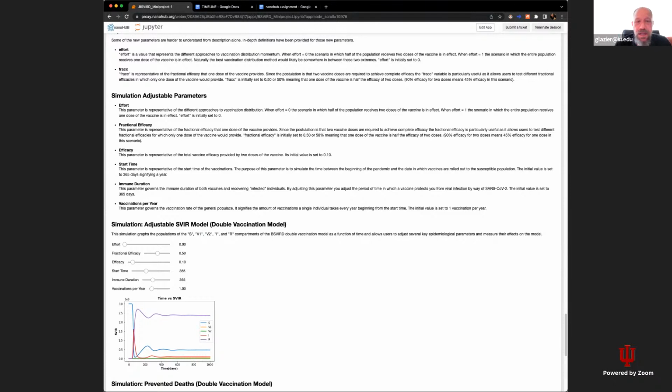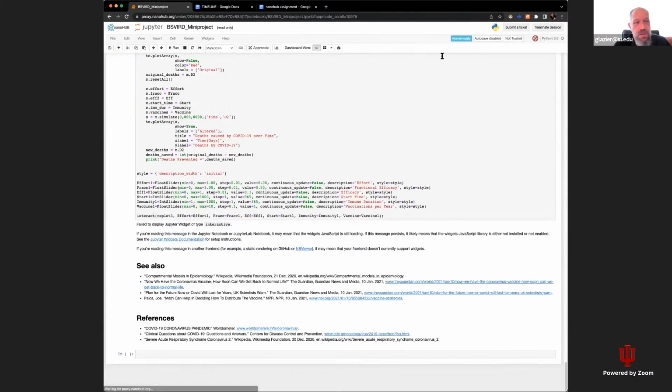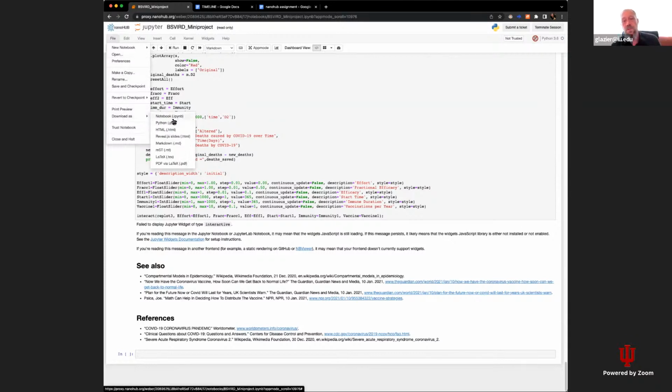But yes, if you hit edit app, then I believe you're able to download it. You should be able to download it afterwards. Yeah, you see now you've got the standard Python Jupyter Notebook window. So if you go to File and you do Download, you can pull your personal version of it.